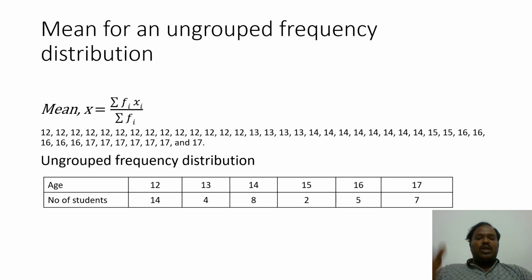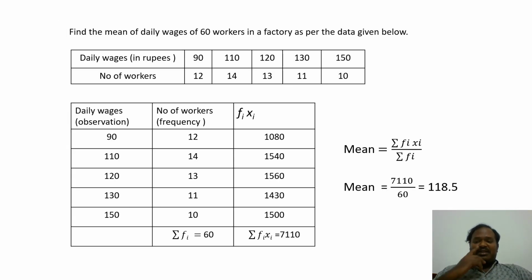It will be 12, 12, 12, 12, 12, 12, 12, 12, which comes 14 times, and 13, 13, 13, 13, 13, which comes 4 times, and 14, 14, 14, which comes 8 times, and 15 2 times, 16 5 times, and 17 7 times. By now, you must have got a little idea how to find out the mean when you're given a large number of observations. Let's move on to the next question where we can use a different method.